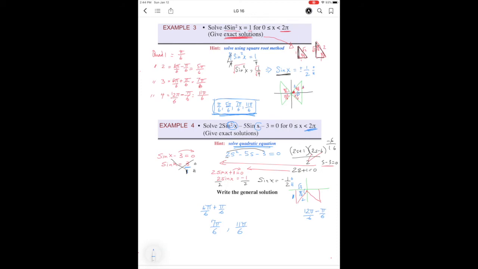So I have solved. Now this wants me to go one step further, right, in general solution. So just go plus 2 pi n, n an integer.